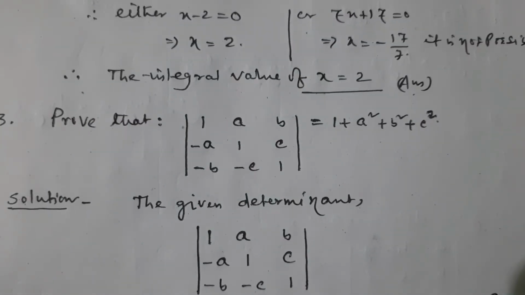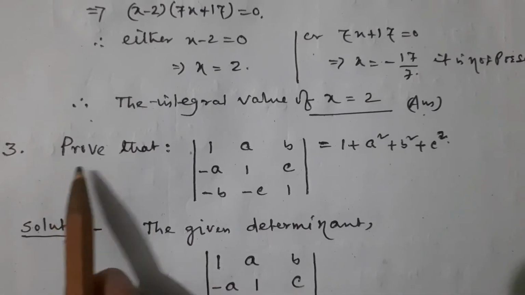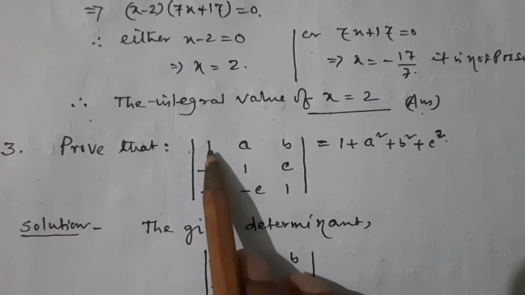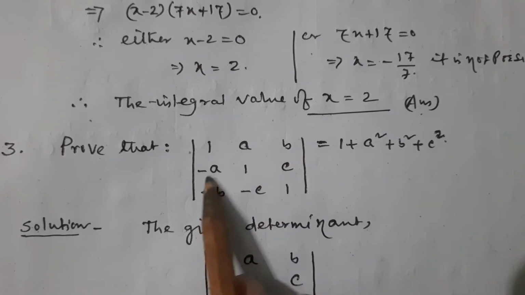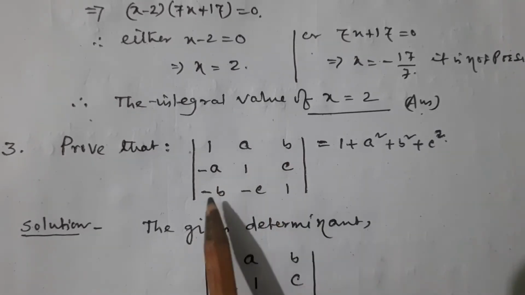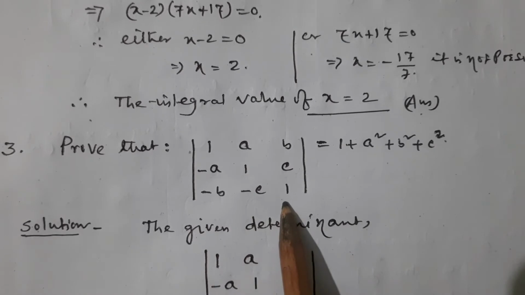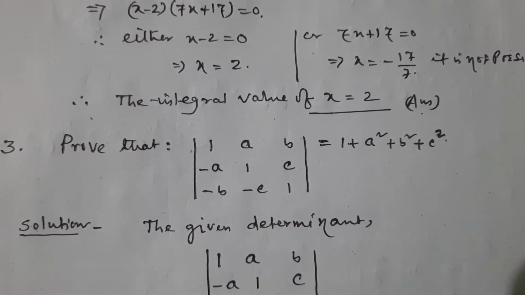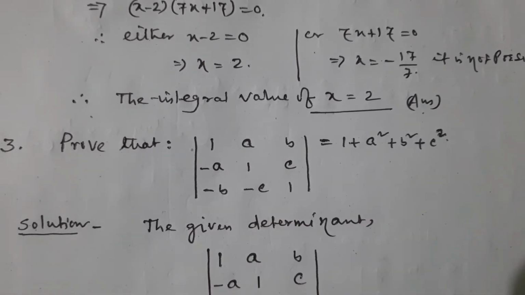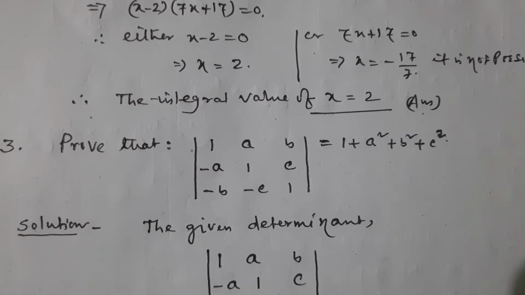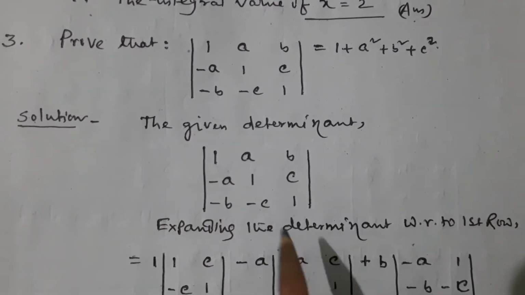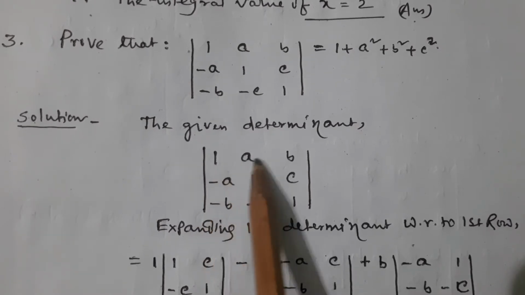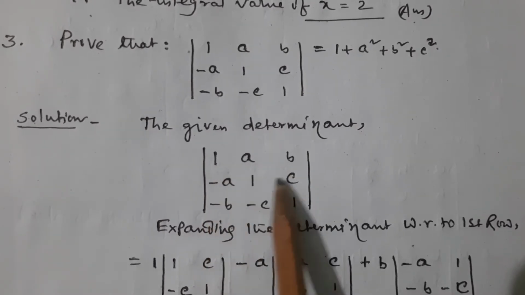Next question. Question number 3. Prove that the determinant 1, a, b, minus a, 1, c, minus b, minus c, 1 is equal to 1 plus a square plus b square plus c square. Solution. The given determinant 1, a, b, minus a, 1, c, minus b, minus c, 1.